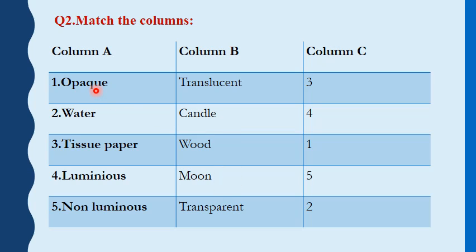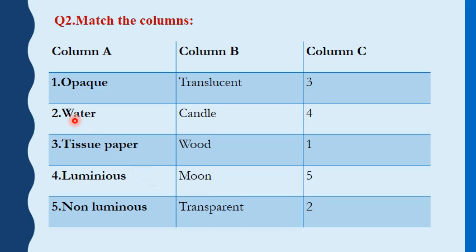So opaque objects are those objects that do not allow light to pass through them. So the answer is wood, because wood does not allow any light to pass through. So the answer is 1. We have to write number 1 in front of wood. So number 1 here, it is opaque. Now number 2, water. Now we have the remaining 4 options: translucent, candle, moon, and transparent.